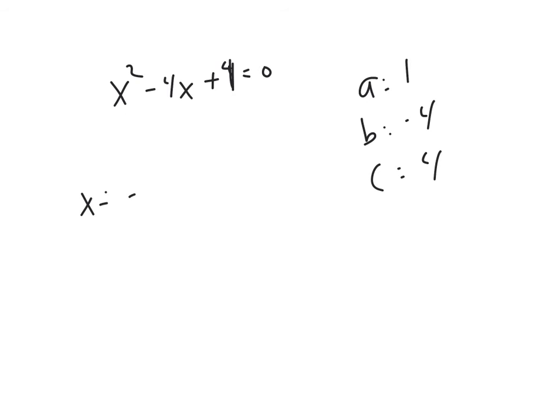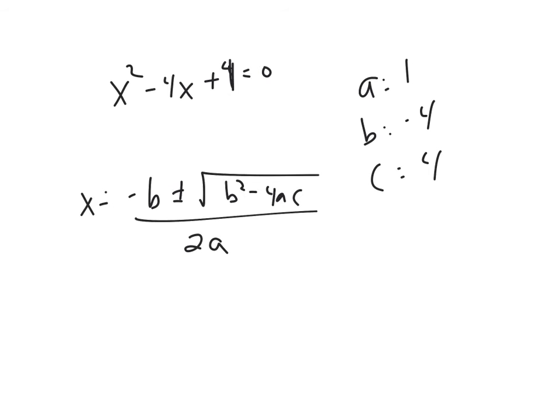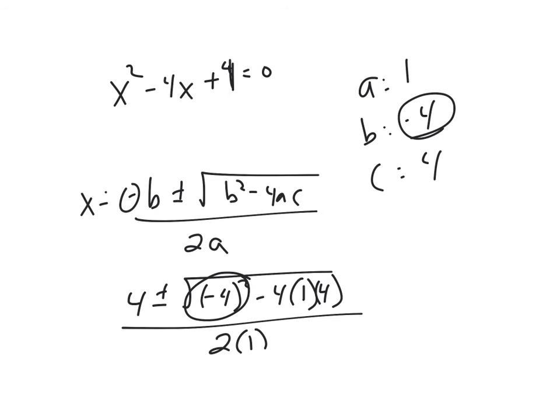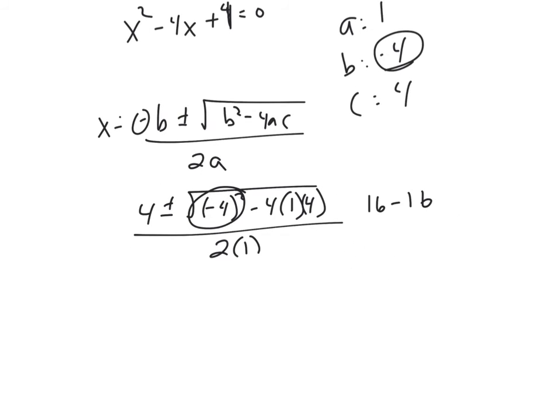So we got x equals negative b plus or minus square root of b squared minus 4ac all over 2a. So then negative b would be a positive 4 because it's already negative, so I got to change it. And then I got negative 4 squared minus 4 times 1 times 4, because c is 4 this time, and then all over 2 times 1. So this time, inside here I got 16, and then minus 16, don't I? So we got 4 plus or minus the square root of 0 over 2.